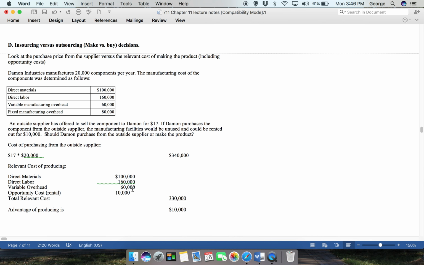All right, then back in the plant, if I'm going to make this thing myself, I have to pay $100,000 for materials, $160,000 for labor, $60,000 for variable overhead, and then I also have to take into consideration the $10,000 of opportunity cost. So those costs are $330,000. So it looks like if we're just going to base this on cost, by $10,000, it favors the make decision, right? $330,000 to make the product ourselves, $340,000 to buy it from the outside supplier.